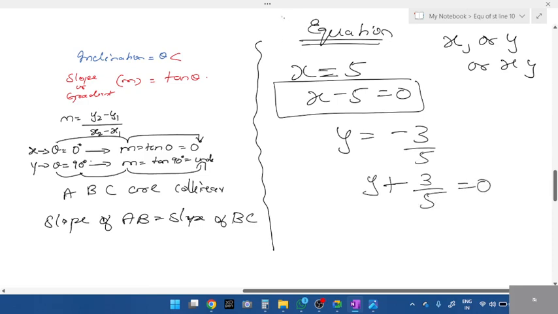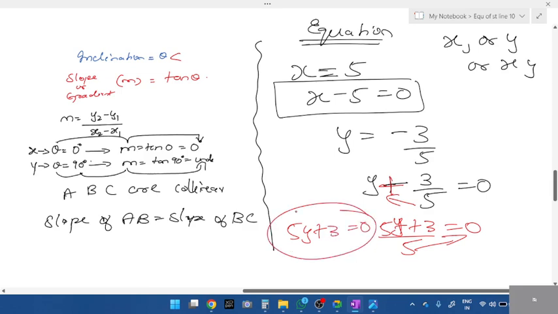And equation shouldn't have any denominator, students. Remember, equation shouldn't have denominator. How do you solve this question? When you take LCM, what do you get? 5y plus 3 is equals to 0. It doesn't matter. Or you can just write y plus 3 by 5 is equals to 0.